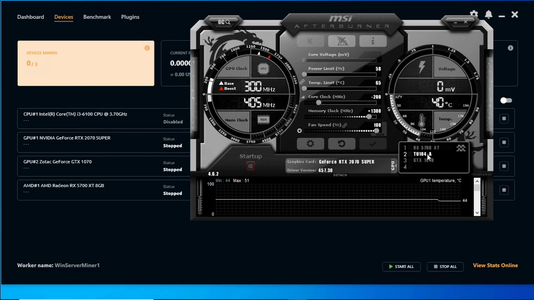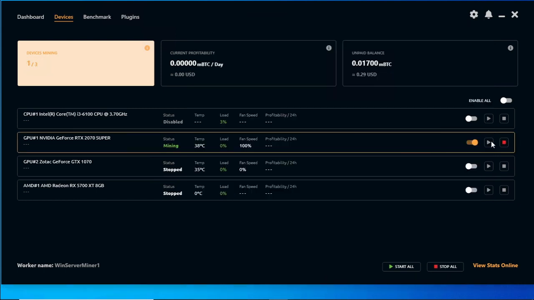Going over the overclocks for the RTX 2070 Super, 58% power limit. Our core clock is minus 200. Our memory clock is plus 1300. And our fan speed is at 100. Let's see what this card is generating per day.